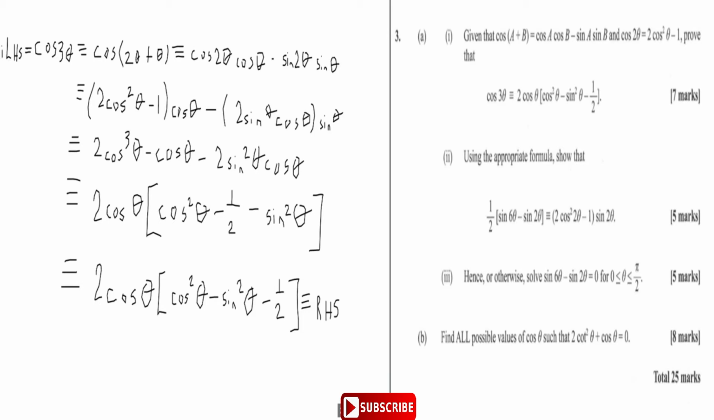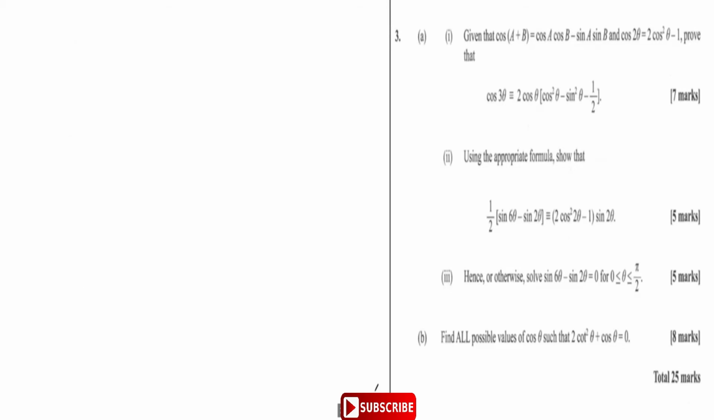Now we can go to part 2. Part 2 says, using an appropriate formula, show that a half of sine 6 theta minus sine 2 theta is equal to 2 cos squared 2 theta minus 1 times sine 2 theta. So we have another proof to do. They're killing us with proofs. They just gave us a proof and they want us to do another proof.